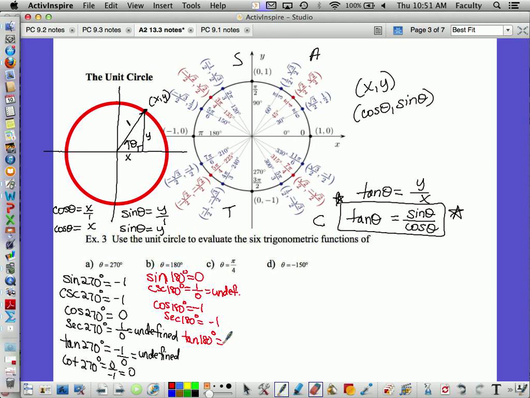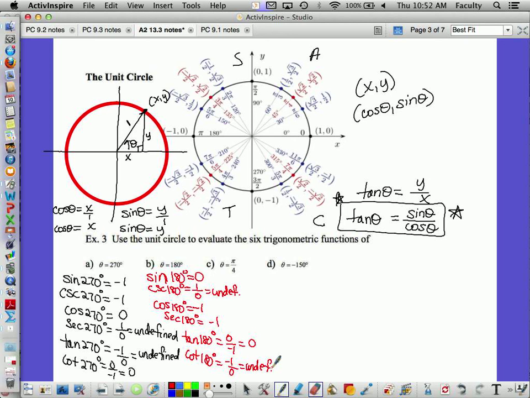Tangent 180. So you know how I've told you that you already should have made 3 index cards. Here's another index card. Put tangent theta on the front and on the back sine theta over cosine theta. We're going to use that a ton. So tangent is going to be the sine value over the cosine value. That's 0. And then cotangent 180 would be negative 1 over 0, which is undefined. Any questions on how I'm coming up with these values?